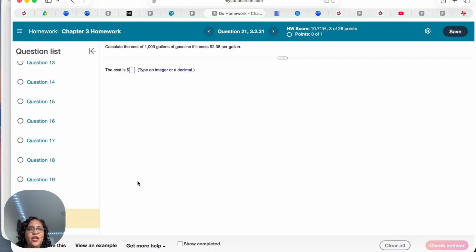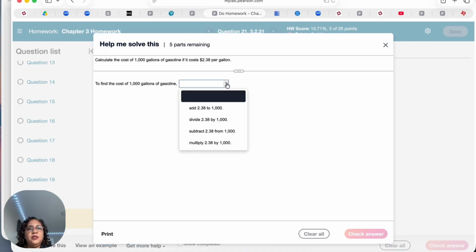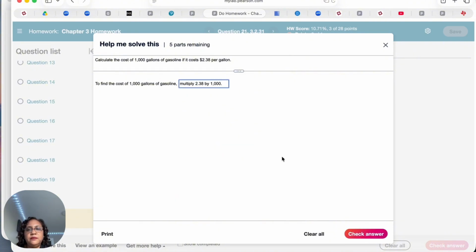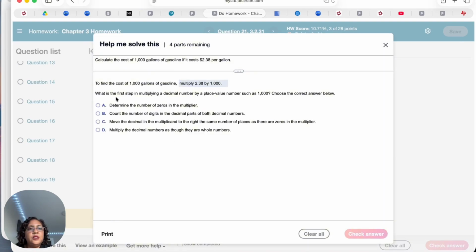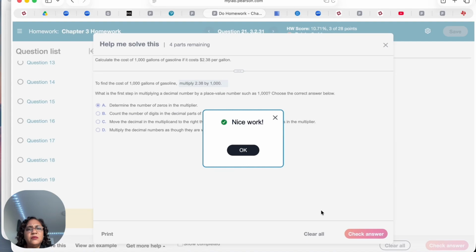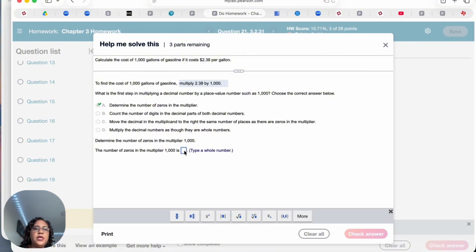Moving right along. For this one, I'm going to show you help me solve this. It says to find the cost of 1,000 gallons of gasoline, we are going to multiply 2.38 by 1,000. It says, what is the first step in multiplying a decimal number by a place value number such as 1,000? Choose the correct answer. So you're going to determine the number of zeros in the multiplier. The number of zeros in the multiplier is 3.